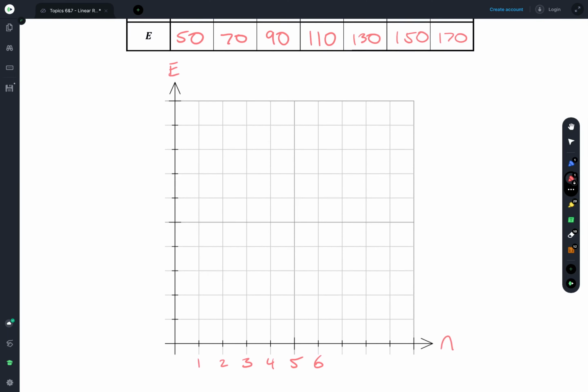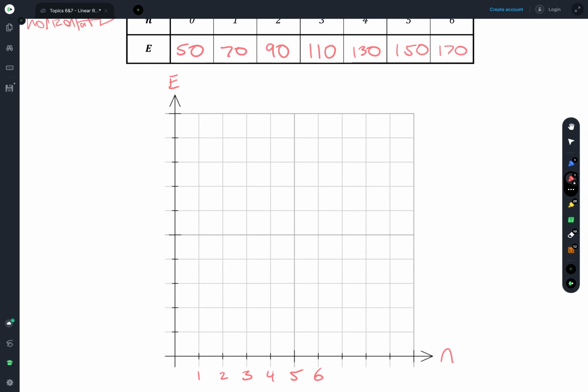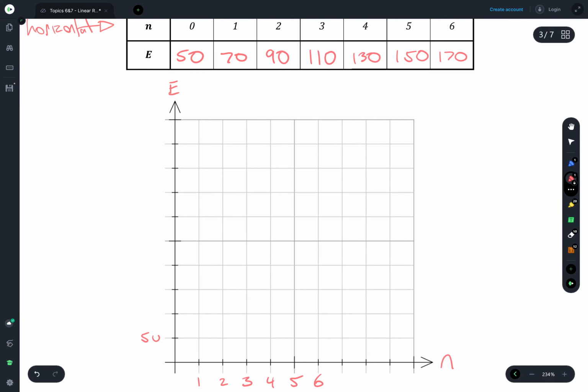And then for the vertical axis, what we don't want to do is just say 50 and then 70 and then 90. The reason why we can't do that is because if I'm saying that this is 0 and this is 50, that means that whole distance is 50. That means this needs to be 100. This needs to be 150. This needs to be 200. So we can't just change the scale halfway through.